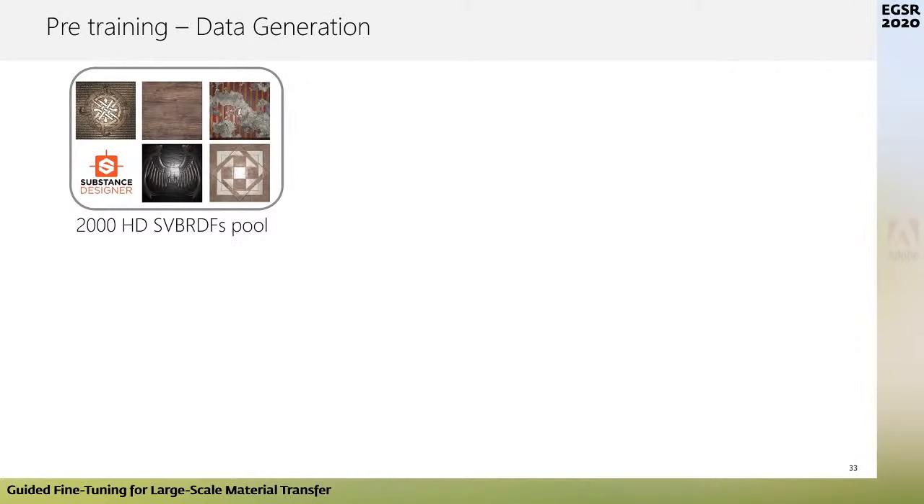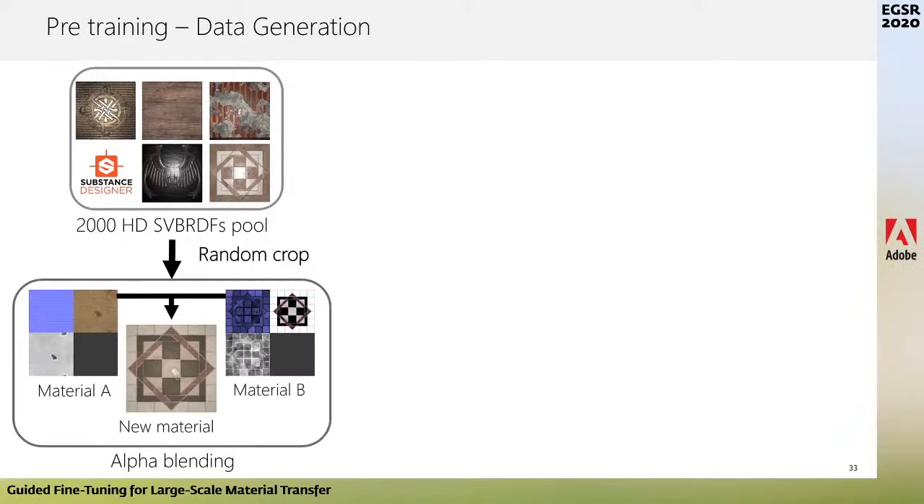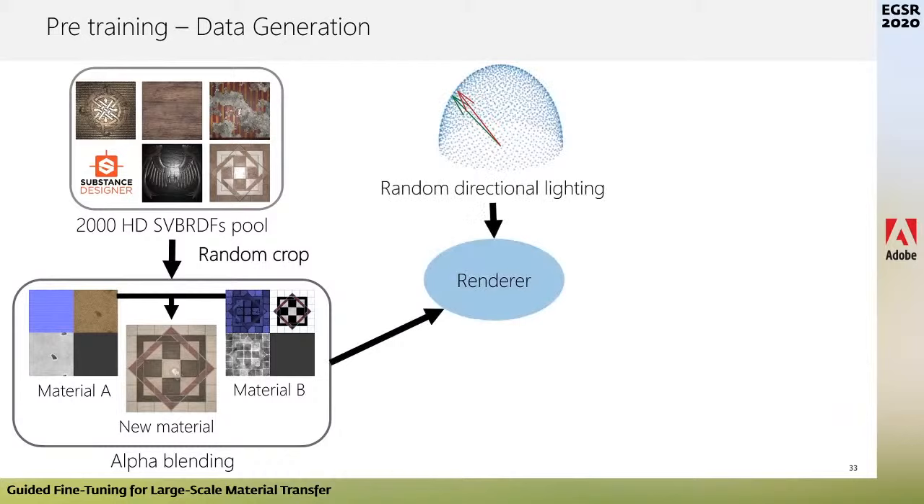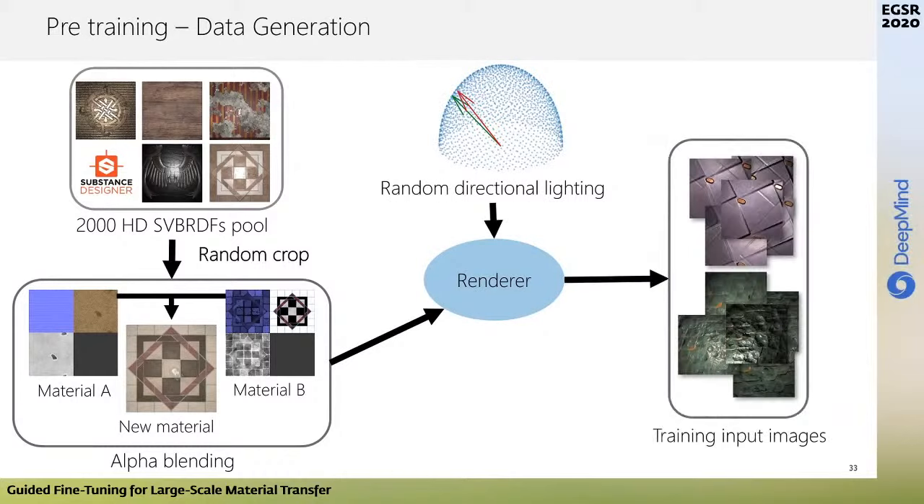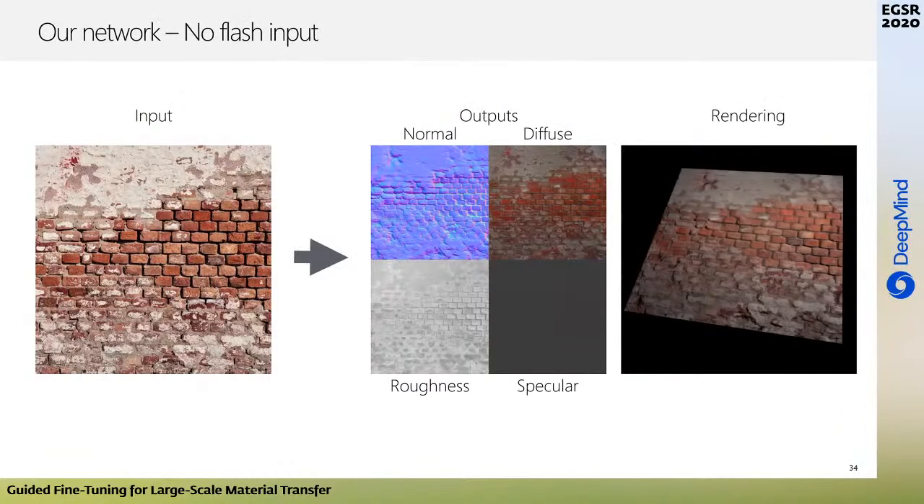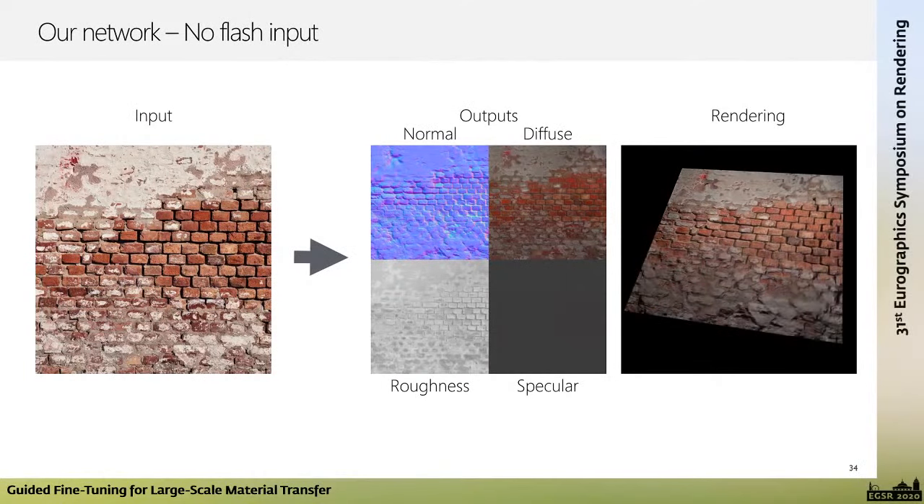To pre-train the network, we use synthetic data. At each training step, we randomly select SVBRDFs, which we randomly crop and blend to augment the variety. And we finally render them with a random directional lighting to create the training input images. Once trained, the network does a reasonable job inferring the normal and diffuse albedo, but it has little cues on roughness and specularity.